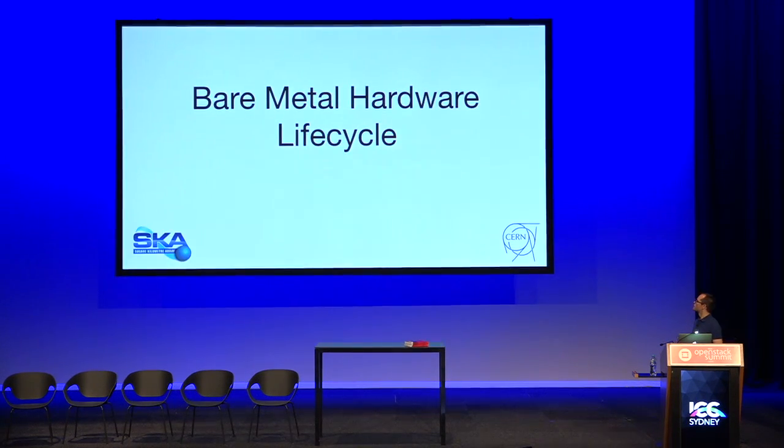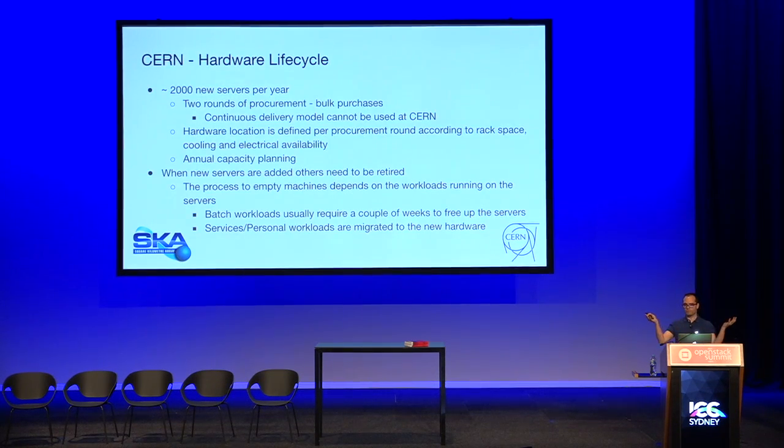Because of these similar challenges between CERN and SKA, we are now working together in this collaboration. And of course, we invite all of you to join us. So there are several areas of interest between these two projects. We're going to focus in this presentation on only a few of them. We're going to start with the bare metal hardware lifecycle. That is a common problem, I think, for everyone. The difference could be the scale.